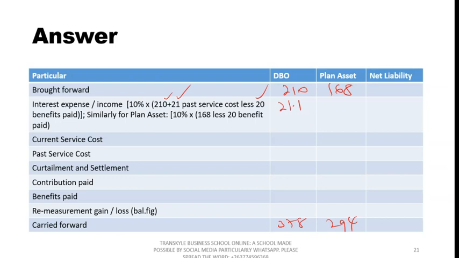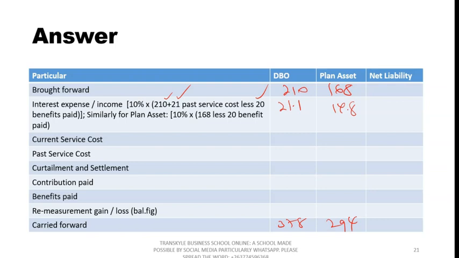However, in the case of the plan asset, we need to consider the benefit that has been paid as well. So we then have to say 168 less 20 multiplied by 10%, and we get 14.8 as the interest income.